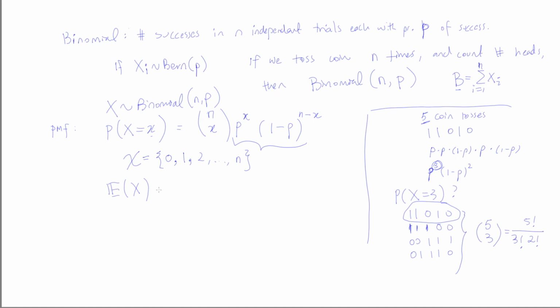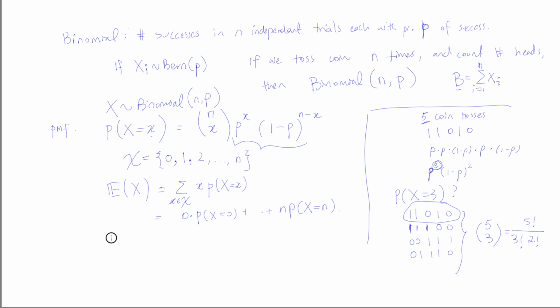So how do we take the expectation of this thing? Well, one way to do it is to go to the definition: the sum over x in script x of x times the probability of X equals x. So this is equal to 0 times the probability of X equals 0 plus ... plus n times the probability of X equals n. Okay, so this could be kind of a messy calculation.